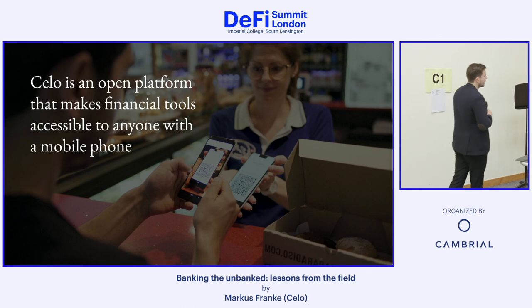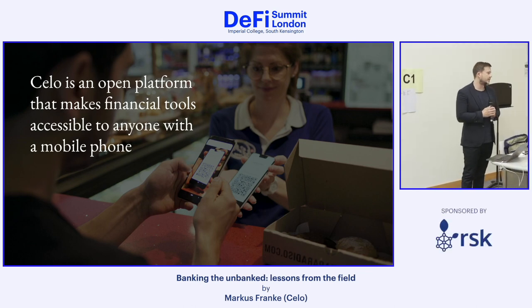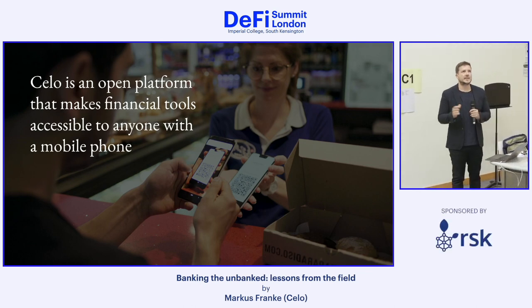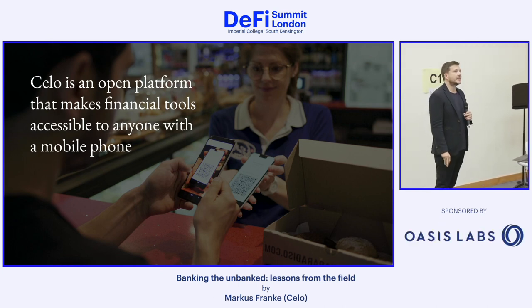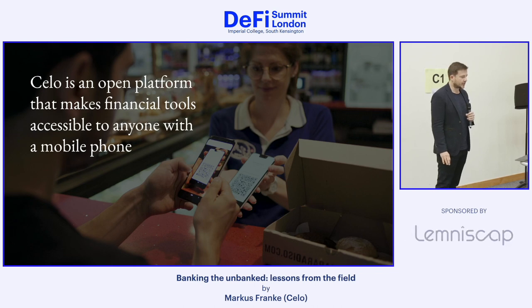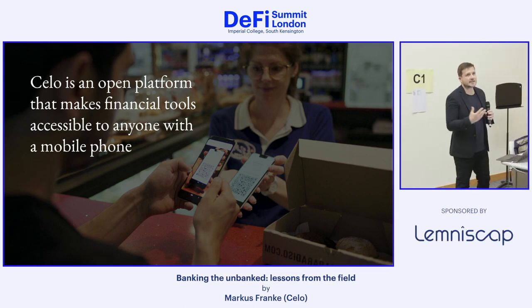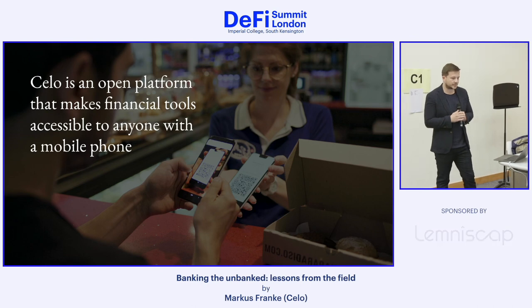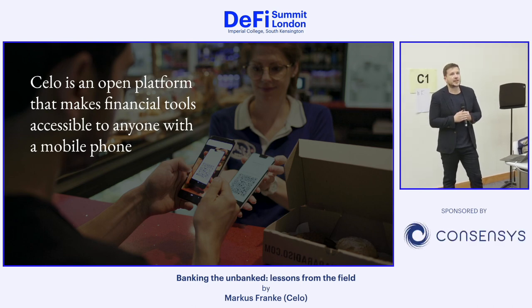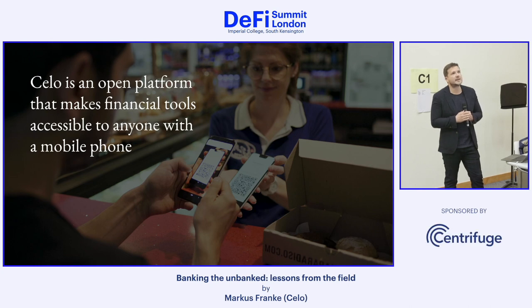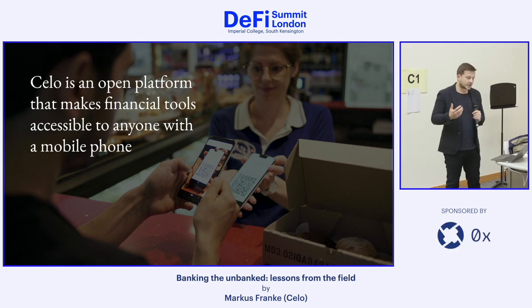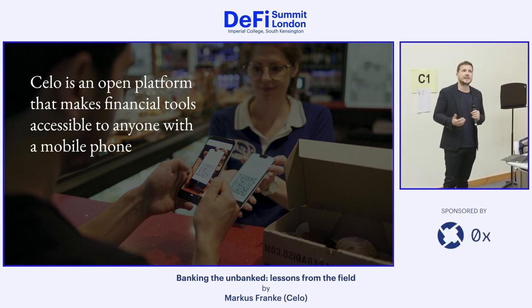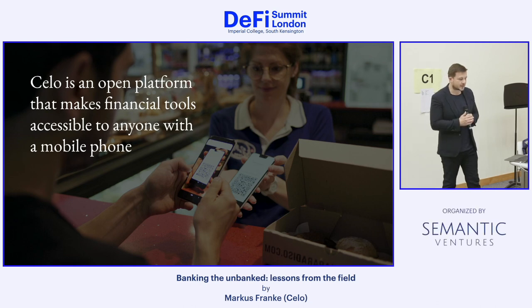Celo is an open platform that makes financial tools accessible to anyone with a mobile phone. What does that mean? Open platform means Celo is a permissionless open source blockchain. We just open sourced a testnet of the Celo protocol. The blockchain is EVM compatible. It's a proof of stake IBFT type of consensus mechanism. And financial tools means that we are actually thinking about current features of money, payment systems, and maybe also some new features.